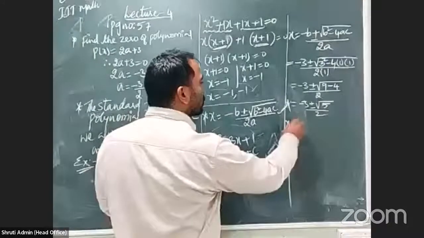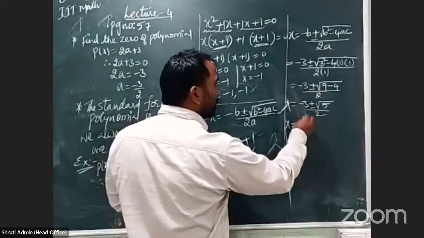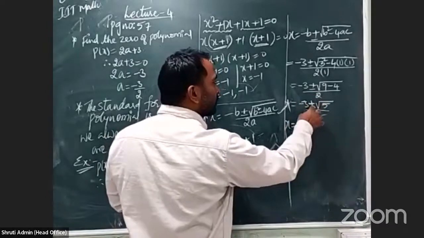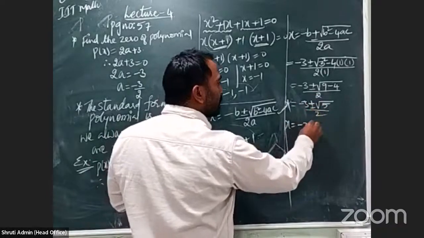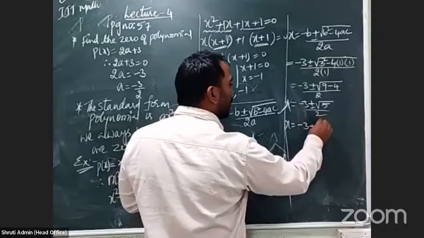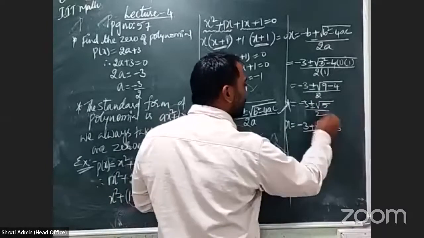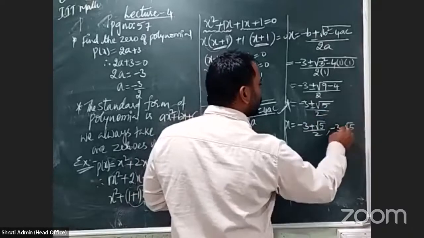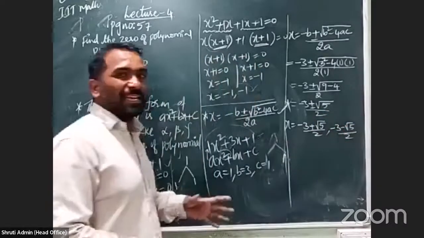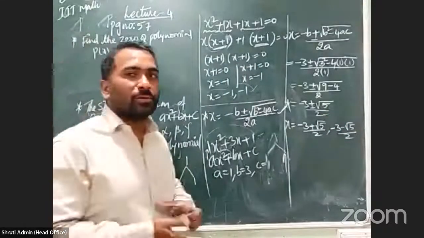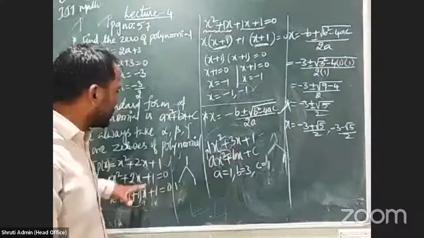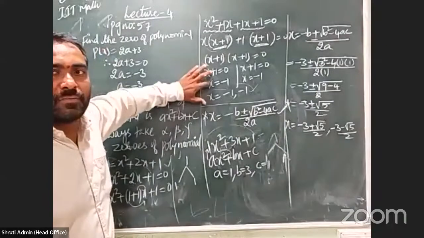Now x is equal to what are they saying? Minus 3 plus or minus is there, no? Plus or minus means one is minus 3 plus root 5 by 2 and one is minus 3 minus root 5 by 2. These are the zeros. See, conveniently we found the zeros. This is the easy method to find the zeros of the given polynomial.